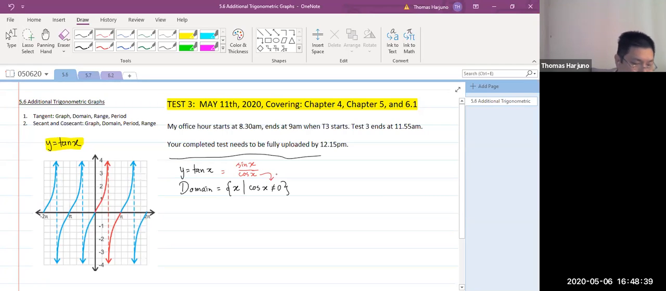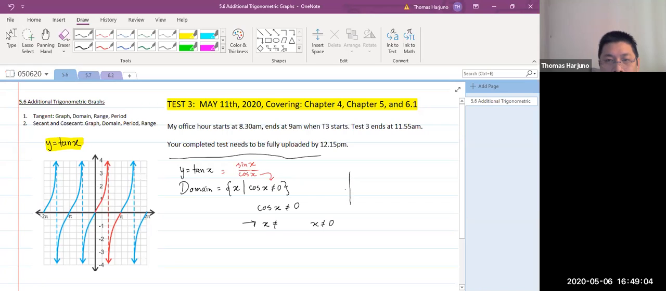Okay, so to solve the domain of tangent, we actually look at the denominator and avoid that denominator being 0. Then from here, we need to solve that further though. Cosine x is not equal to 0. It means x cannot be what? And cannot be what?